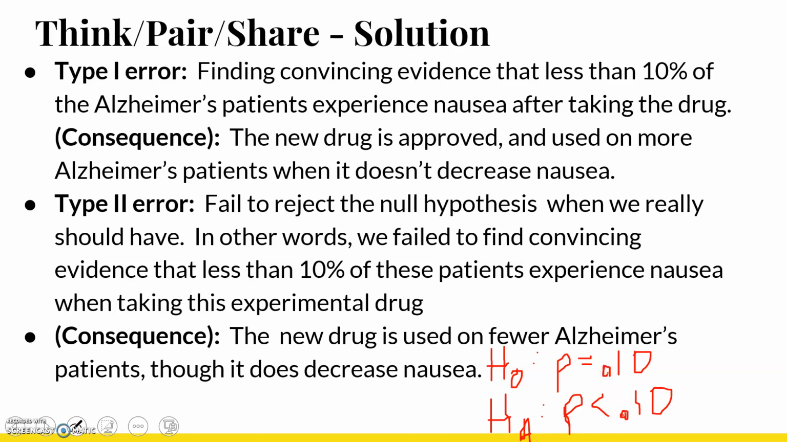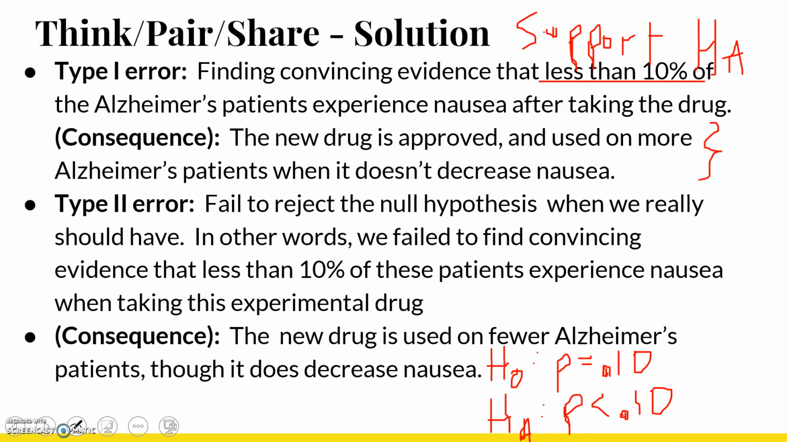All right, now, type 1 error: we find convincing evidence that less than 10% of the Alzheimer's patients experience nausea. We have support for HA. So it means we rejected the null when we shouldn't have. That means the new drug may get approved as a consequence, and more patients use it when it doesn't necessarily decrease nausea, when it's not effective, and they use it anyway. These consequences are a little open-ended. There's not one correct answer. You may add as much or as little as you deem necessary.